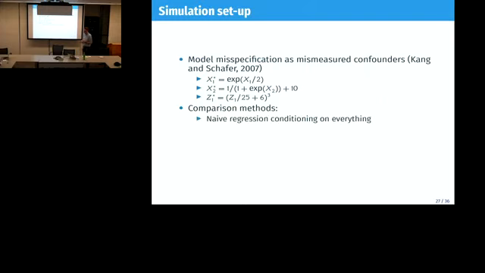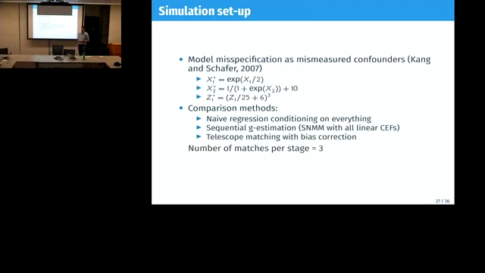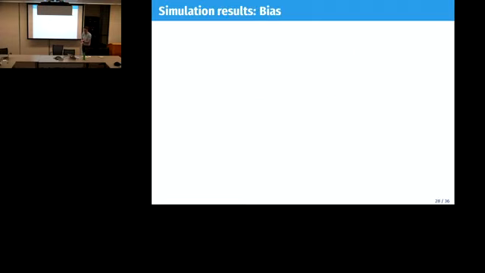The comparison methods are a naive regression that conditions on everything, and then a sequential G-estimation, which is just structural nested mean models with linear conditional expectation functions. And then we'll do this telescope matching with bias correction. The number of matches we'll use is just 3 at both stages. We have not thought a lot about it. It's very difficult to analyze how the number of matches affects things, and in particular how it might affect things at the different stages.